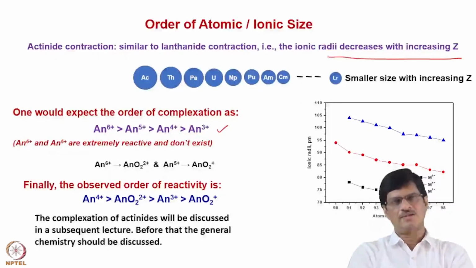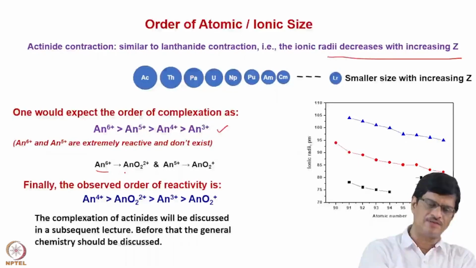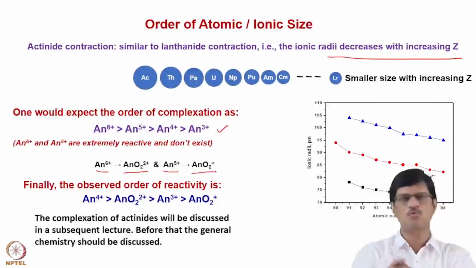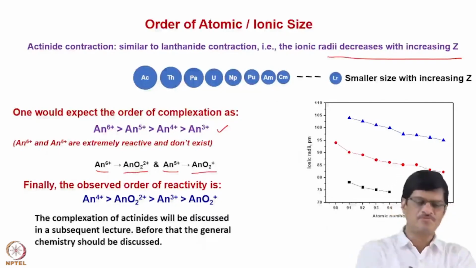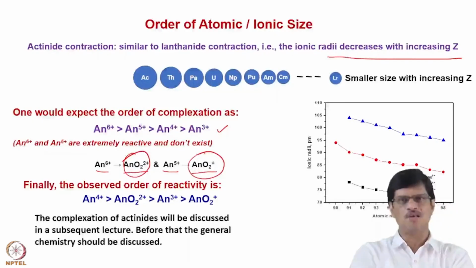However, the actinides in the +6 oxidation state and the +5 oxidation state are extremely reactive in water, and they don't exist as An6+, but they exist as the actinyl ion, that is, AnO2 2+. Similarly, the An5+ ion in water medium is hydrolyzed and forms species like AnO2+. So these are the ionic species for the +6 oxidation state, that is, AnO2 2+, and for the +5 oxidation state, that is, AnO2+.